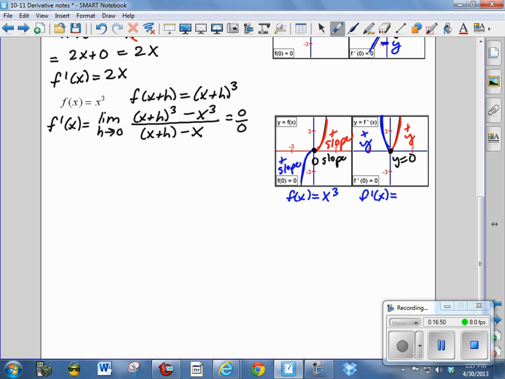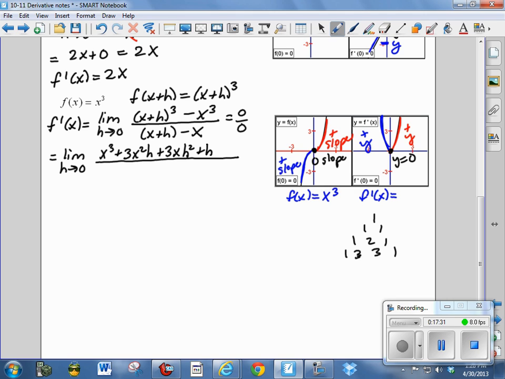So this is going to be equal to the limit as h goes to 0, and I need to multiply out x plus h cubed. And I'm going to do this by remembering Pascal's triangle. In Pascal's triangle, we had 1, 1, 1, 1, 2, 1, 1, 3, 3, 1. When I raise something to the third power, the coefficients are going to be 1, 3, 3, 1. In other words, I'm going to have x cubed plus 3x squared h plus 3x h squared plus h cubed. And then minus x cubed at the end.